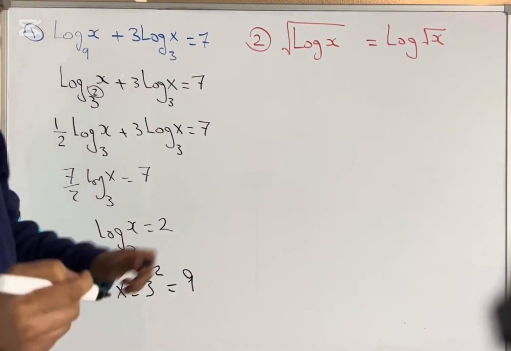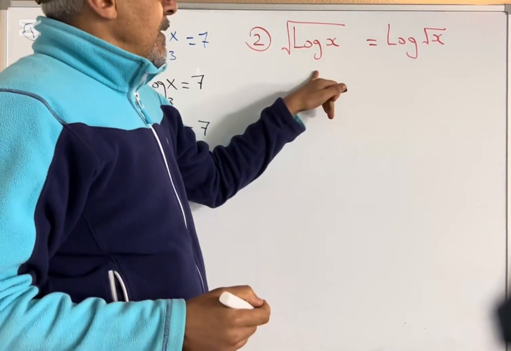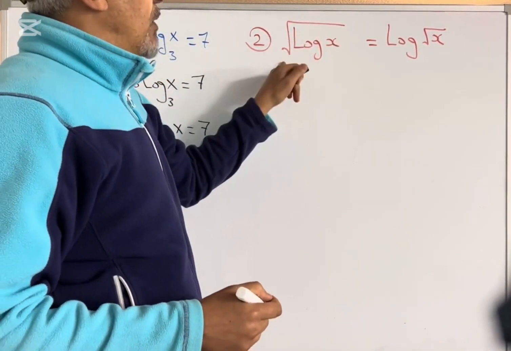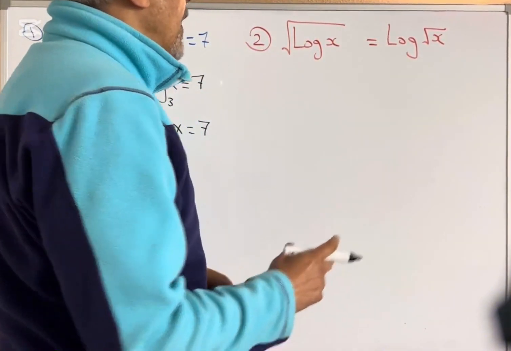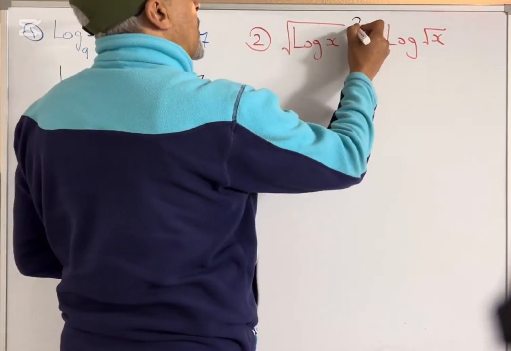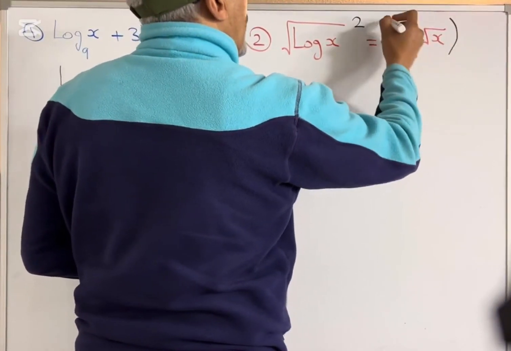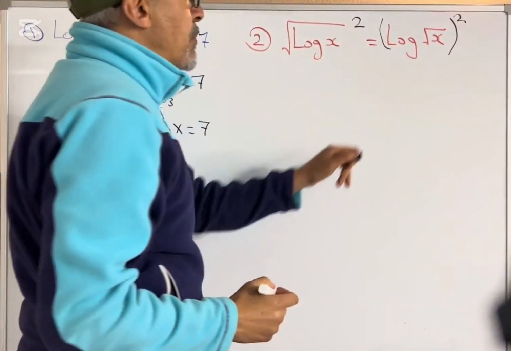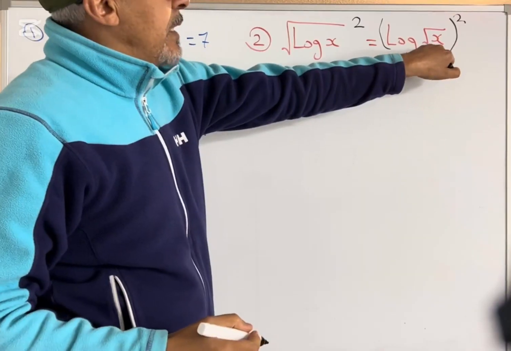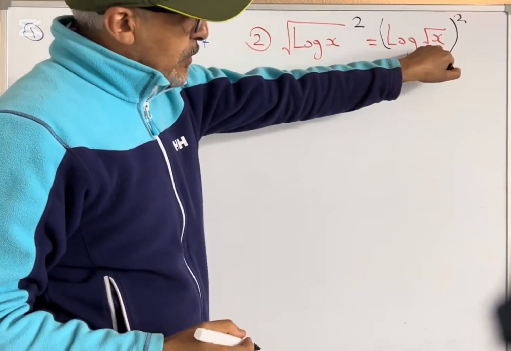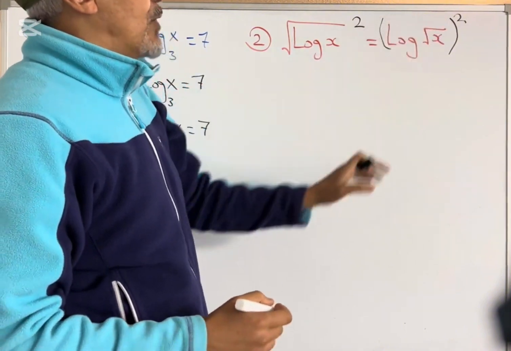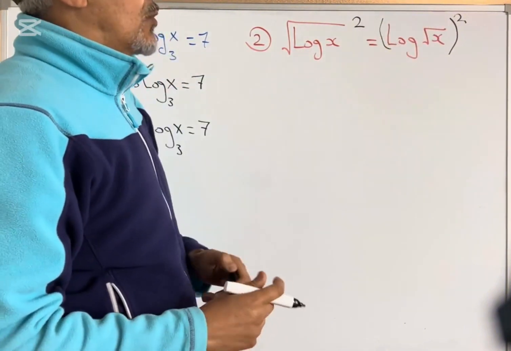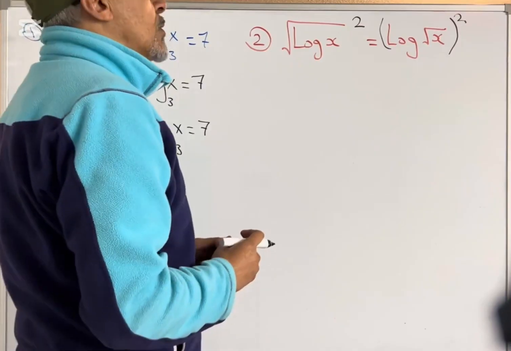Now, how about this? We have a square root on this log, and here we have the square root on the x. So what I'm going to do here, I'm going to square both sides. So I'm going to square this side and square this side. So remember, when you square this side, you're not squaring the root. You're not squaring root x. You're squaring the whole log. A log, this is log of root x. So you're squaring the log, and you're not squaring the square root of x.